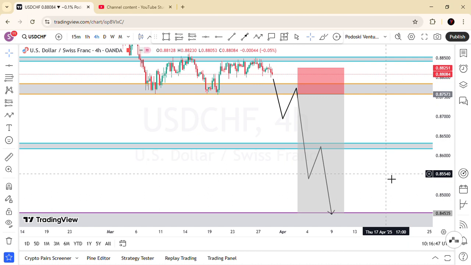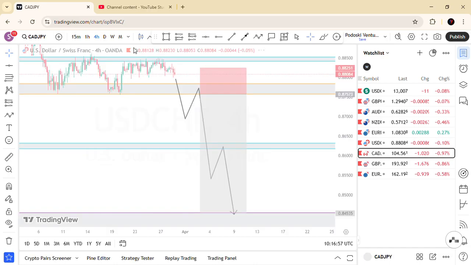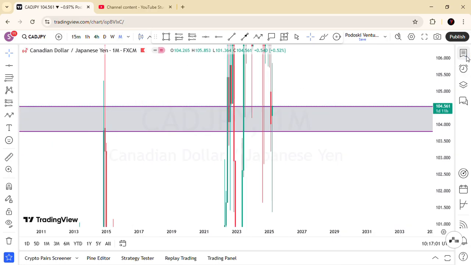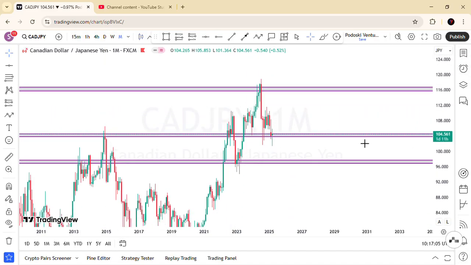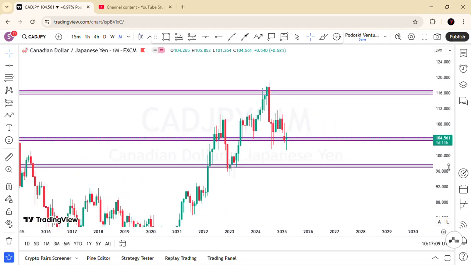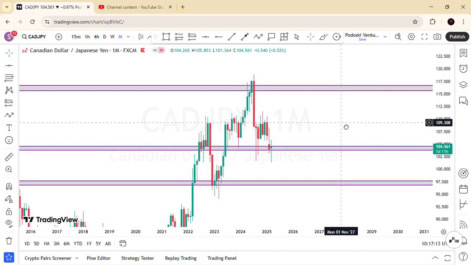So the next pair on my list is CAD JPY. Okay, this is CAD JPY on the monthly time frame.